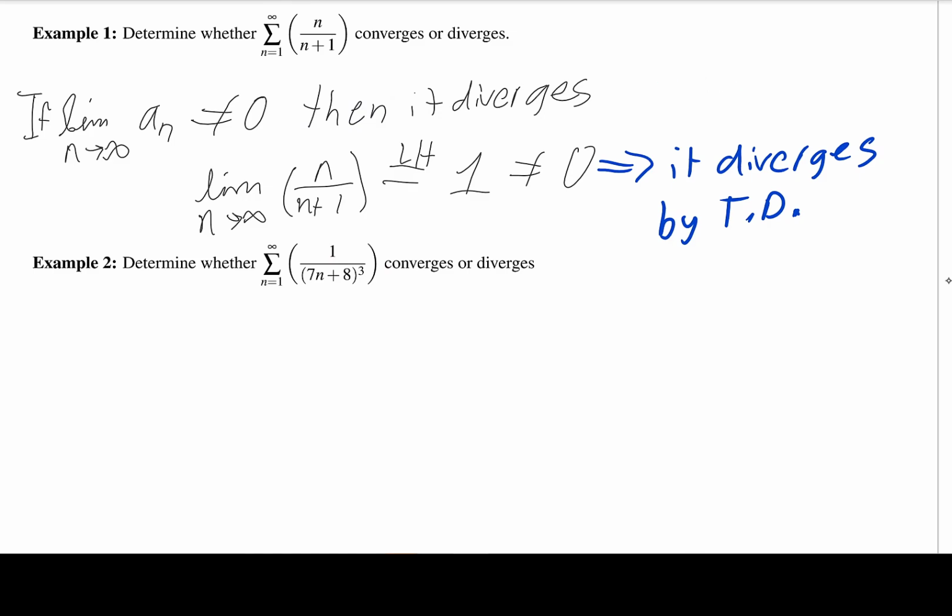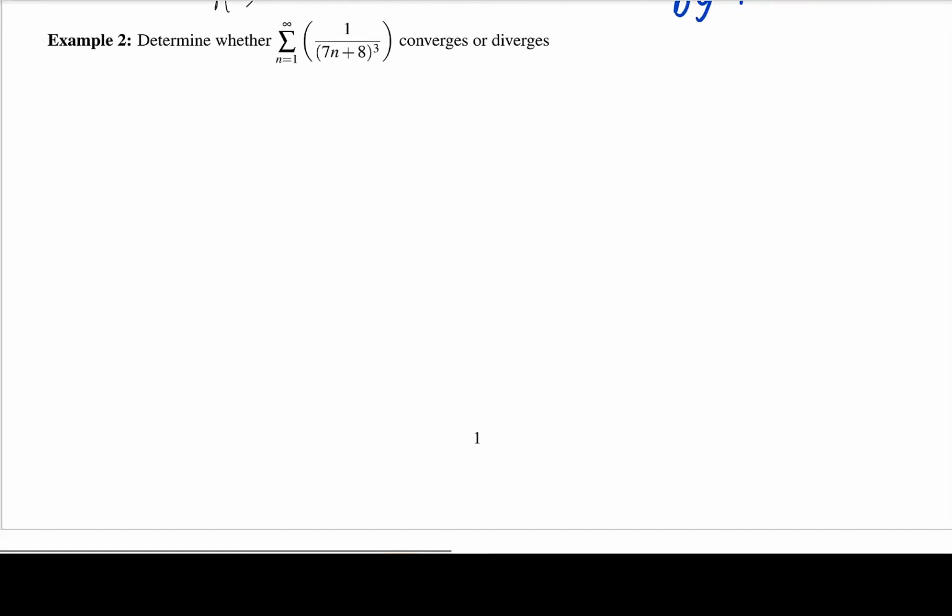Okay. Now we'll look at example 2. I noticed that using the test for divergence here, my denominator is going to go to infinity, so this limit will be equal to 0. Right? And remember that when the limit is equal to 0, the test for divergence doesn't tell us anything. So that's the first thing that I note, is that the test for divergence fails. Right? And so now we can start using our integral test.